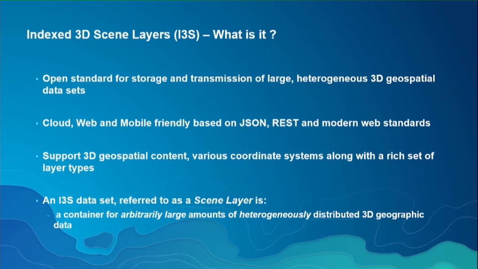As I said, I3S allows you to publish 3D geospatial content in various coordinate systems. You can either publish it in projected coordinate system or geographic. And also, as Chris mentioned earlier, we now support vertical data. So you can actually publish your content in orthometric or ellipsoidal and be able to consume it back in the application that you want to consume these things.